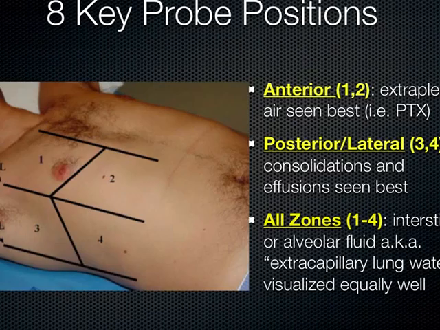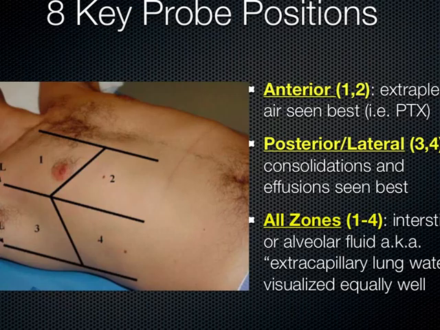It's important to scan all 8 lung zones to evaluate for a complete chest exam. We have 2 anterior lung zones on the right and left, and 2 posterolateral lung zones on the right and left. All zones should be equally evaluated, and it doesn't take but a few seconds each.